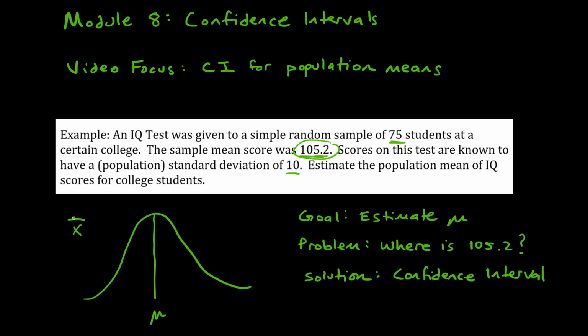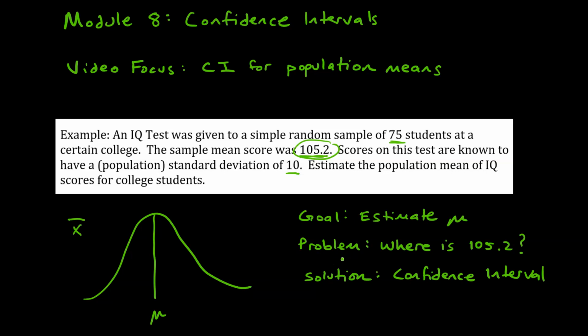So here's my X-bar distribution, the distribution of sample means. Remember, the middle of that is the true population mean, and this is what we're actually trying to estimate now. But we don't know if 105.2 is near this true population mean, or if 105.2 is maybe somewhere over here, or maybe it's even in the lower tail or even the upper tail. We have no idea where, we have no clue where 105.2 is in the distribution of sample means. And so this is our problem.